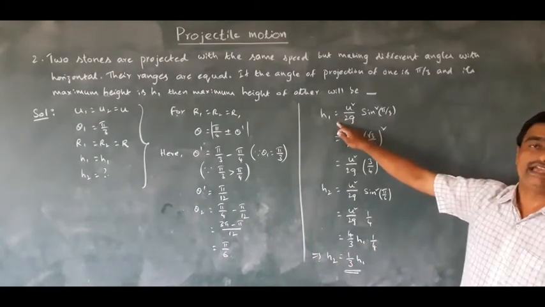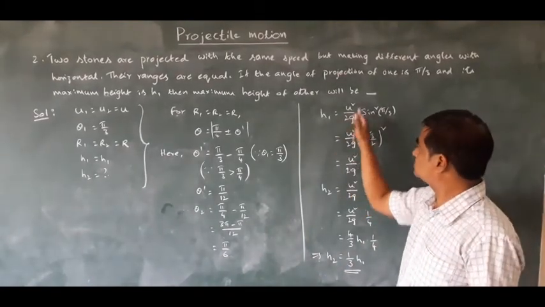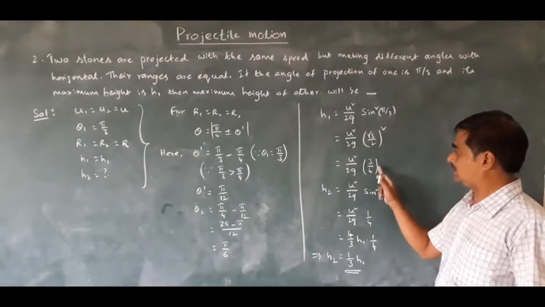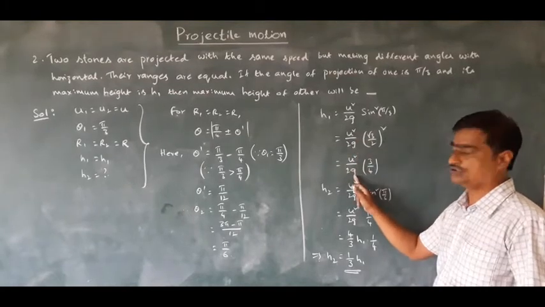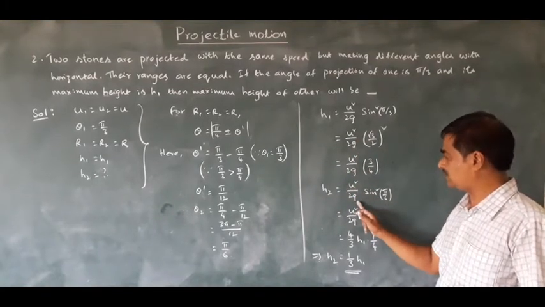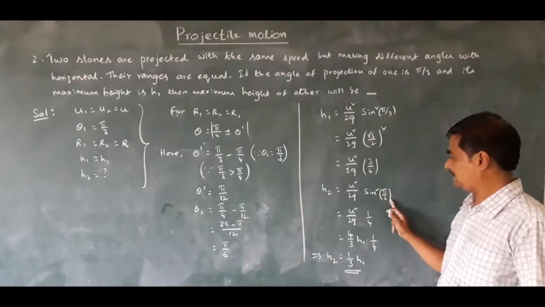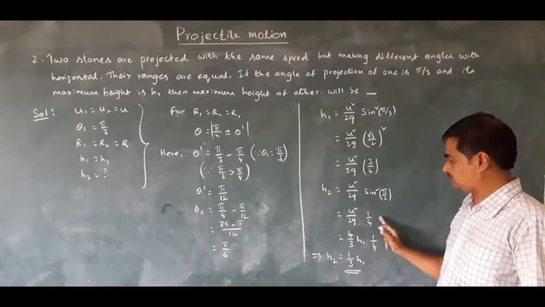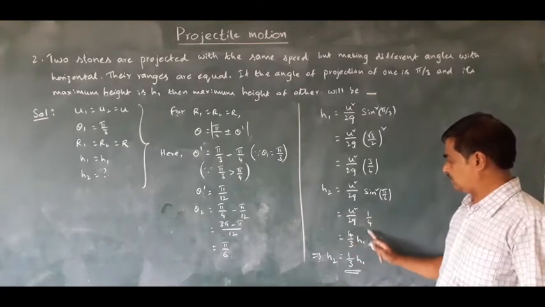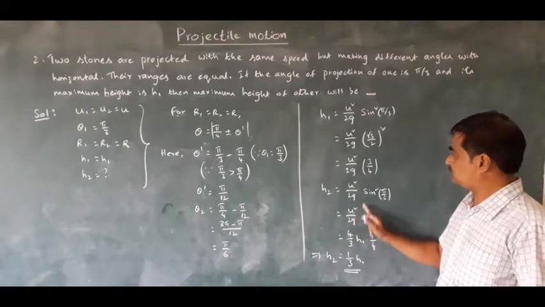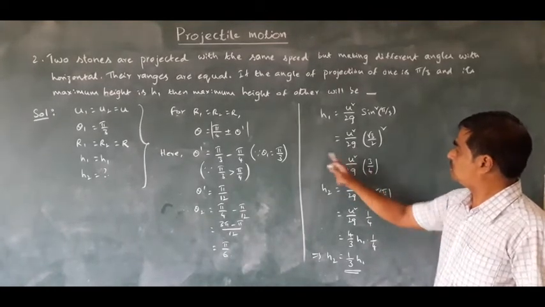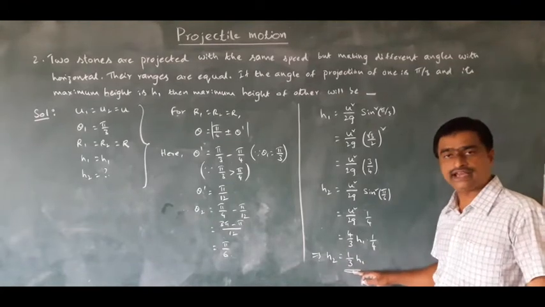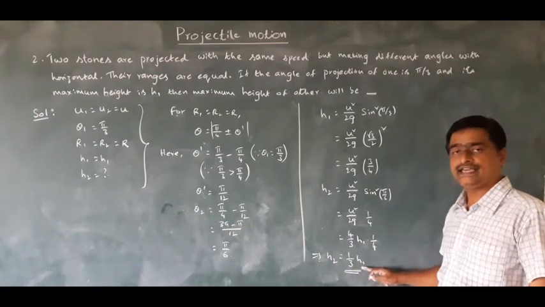Then we calculate heights. Okay, h1 is u square by 2g sin square pi by 3. It is root 3 by 2 whole square, 3 by 4. This parameter is going to remain constant. Then the second height is u square by 2g sin square pi by 6. That is sin 30, half, 1 by 2 square, 1 by 4. That is 1 by 4, and u square by 2g remains. From this equation it becomes 4 by 3 h1. 4 by 3 h1 into 1 by 4, where we are getting h2 is equal to 1 by 3 h1. Okay.